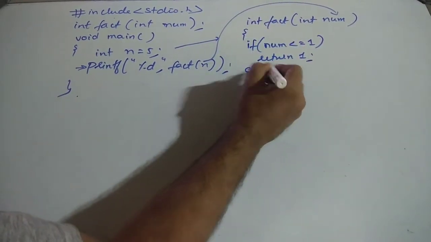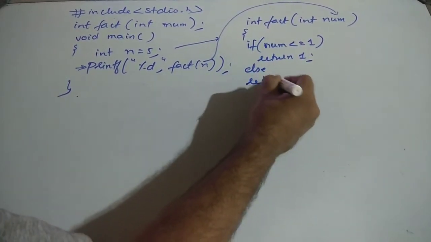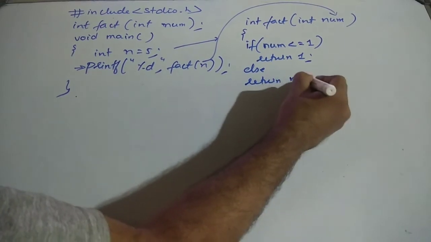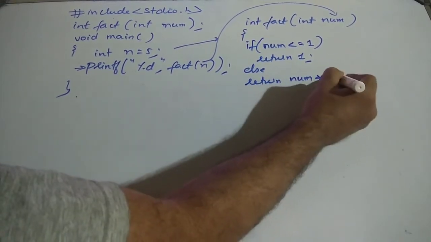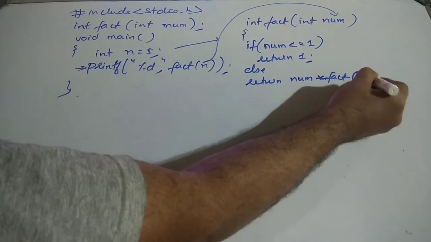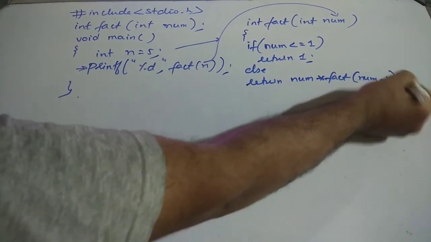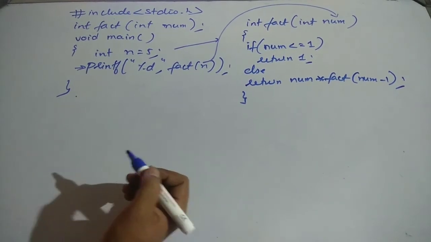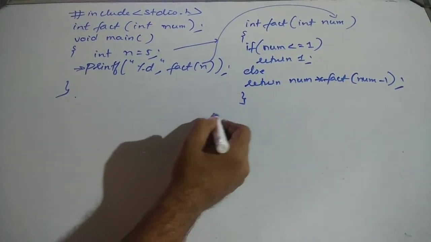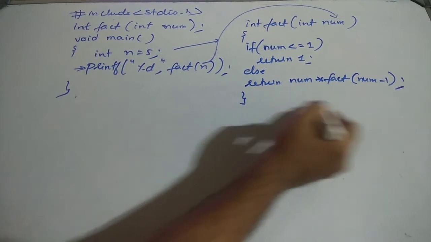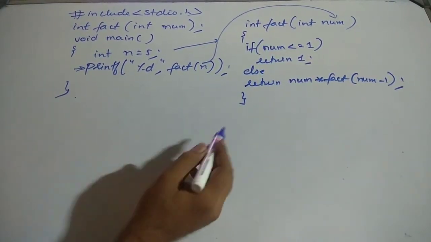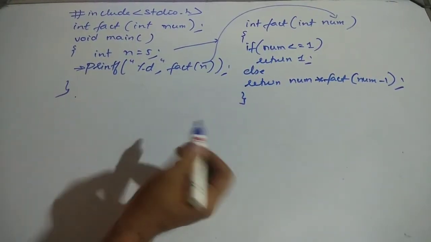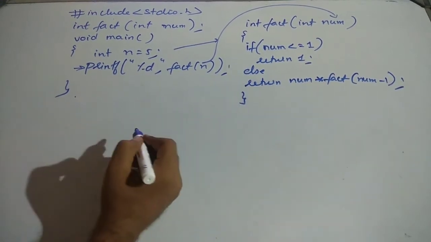If not, what I'll say is return number into fact of number minus 1. As I already told, the factorial of a given number is the multiplication of non-negative integers which are smaller than or equal to n. Is it clear to all of you? I have written this code. Now we'll see how this code will execute.